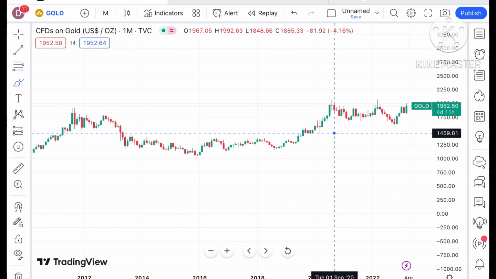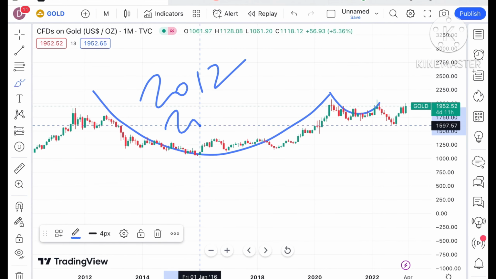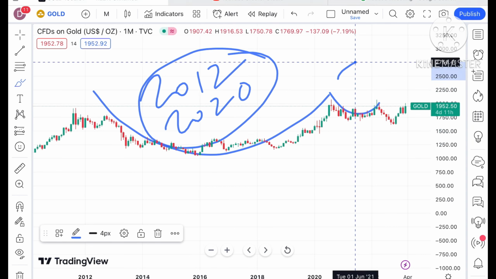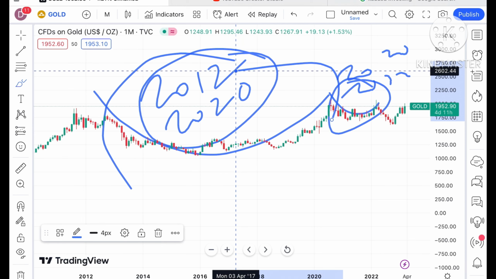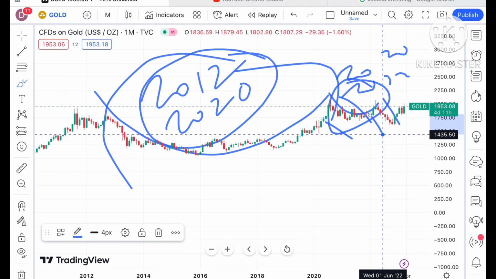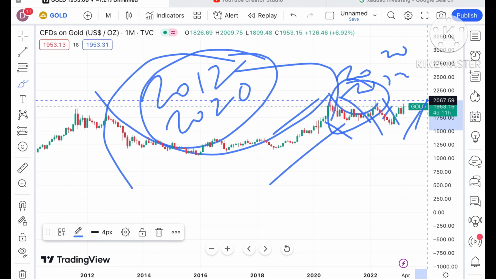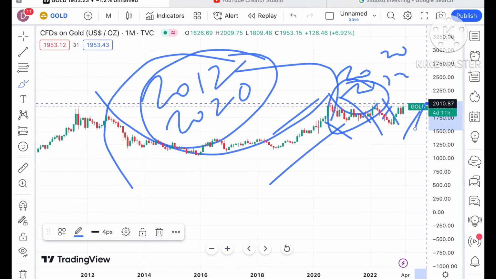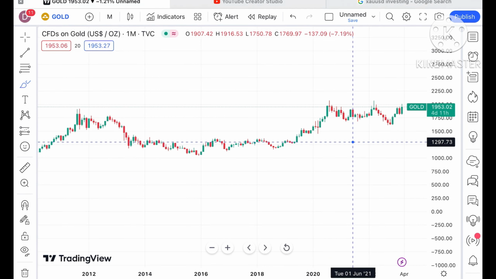Now look at this particular trend. The same pattern is forming. This is from 2012 to 2020, and this is from 2020 to 2022. These are the two trends, and the similarity you have to understand is that a downfall has come, and an upside we have seen, and it is forming the same upside here. It has already made a high of around $2010. The chances are very high that if this level sustains, it can go further upside.